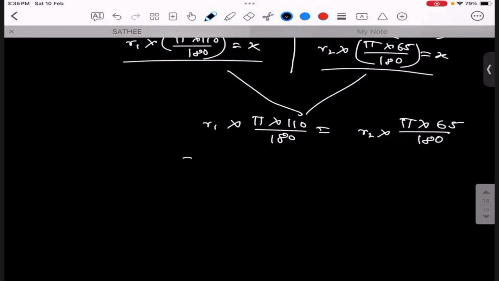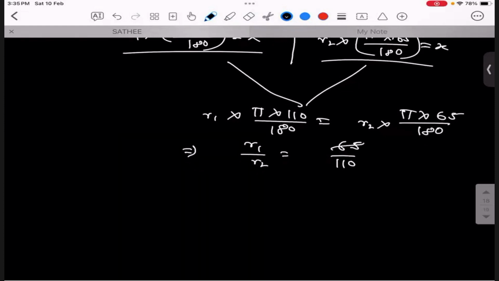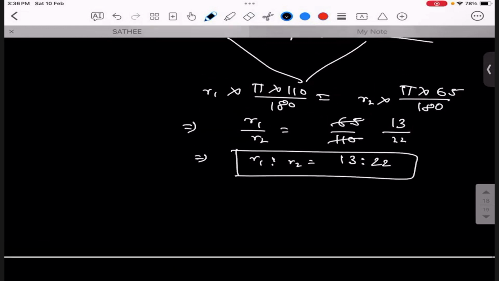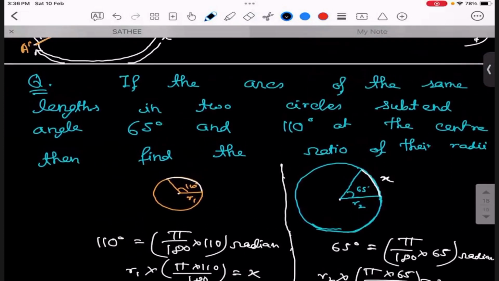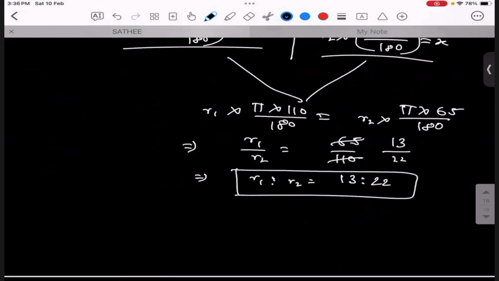Now what will this give? r1 by r2 is nothing but 65 divided by 110. I'm correcting: if I divide both the numerator and denominator by 5, it will give 13 by 22. So the ratio will be r1 is to r2 equals 13 is to 22. This is our ratio of the radii of the two circles. Thus we can find the ratio.